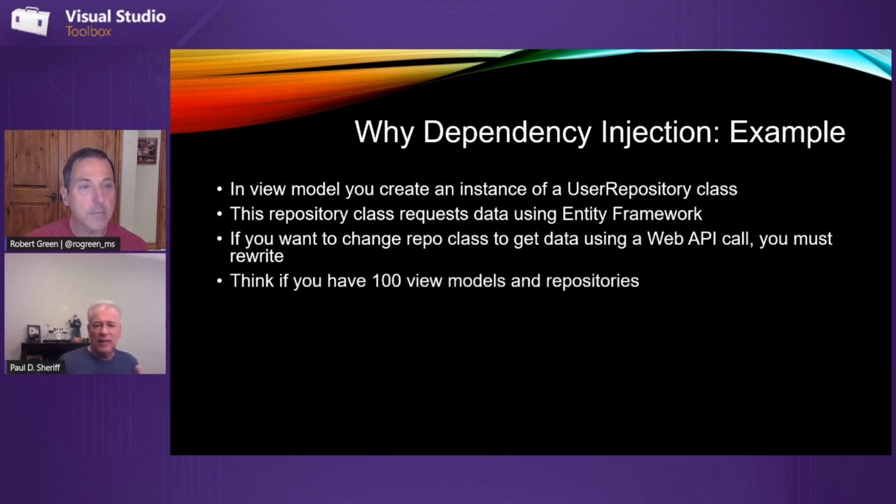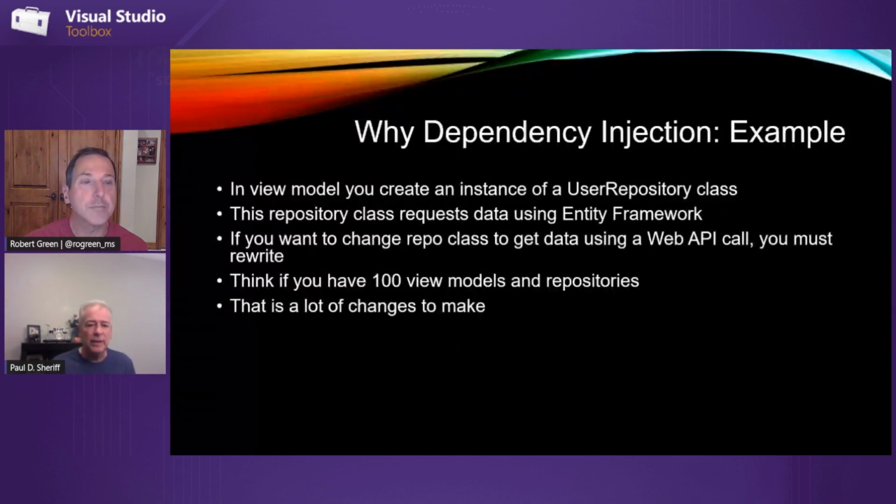So if you really think about it, you've got hundreds of these things going on. You've got 100 view models, you've got 100 repositories. You want to change everything. You'd be hitting a lot of places in your code to change code. To say, hey, you know what? I've got to change this from this user repository to this user repository API. It's just way too many changes to make.